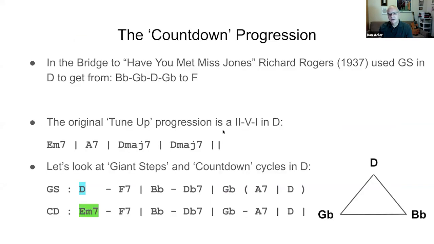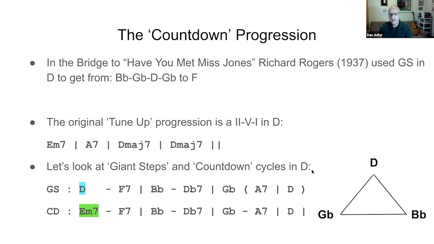And then the countdown progression is very similar, except it's the one that starts in D. It's one of the other triangles. And again, he takes the 2, 5, 1 and if you just replace it with a giant steps progression starting on D, you would get this line with the blue, and then if you just replace that by its second degree, then you get the countdown progression.